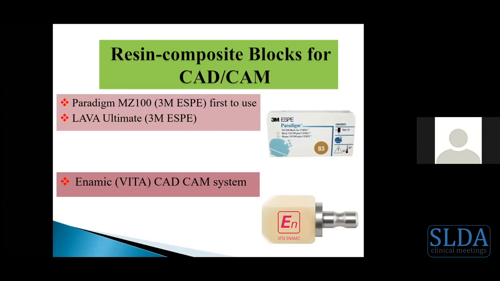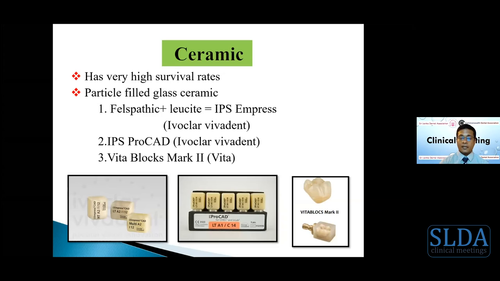And now we have Enamic from Vita, which is getting popular since it has superior mechanical properties than Lava Ultimate due to incorporation of high filler content. Ceramic is the most popular indirect restorative material in dental practice owing to aesthetics and its mechanical properties. Not only that, they are biocompatible and last longer.